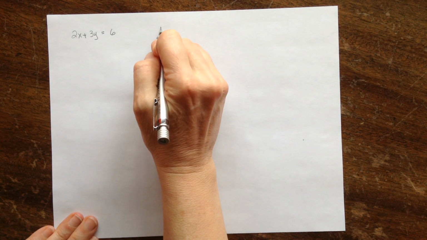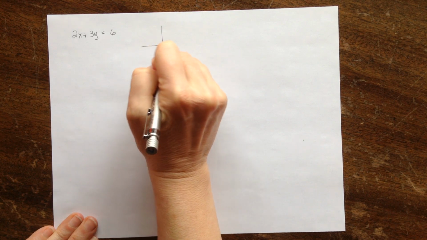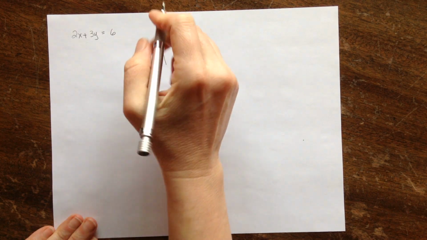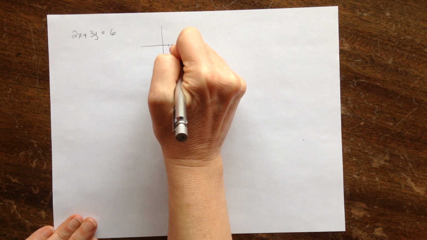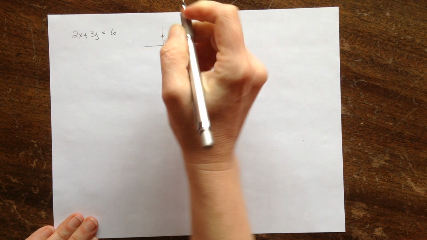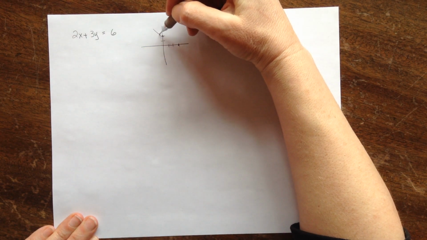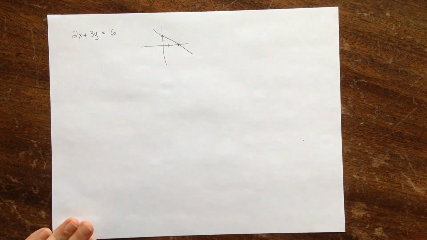Here's a linear equation. If we want to graph this linear equation in 2 dimensions, it's not a big challenge. The x-intercept is 3, the y-intercept is 2, and we know it's a line in 2 dimensions. That should be a straight line.